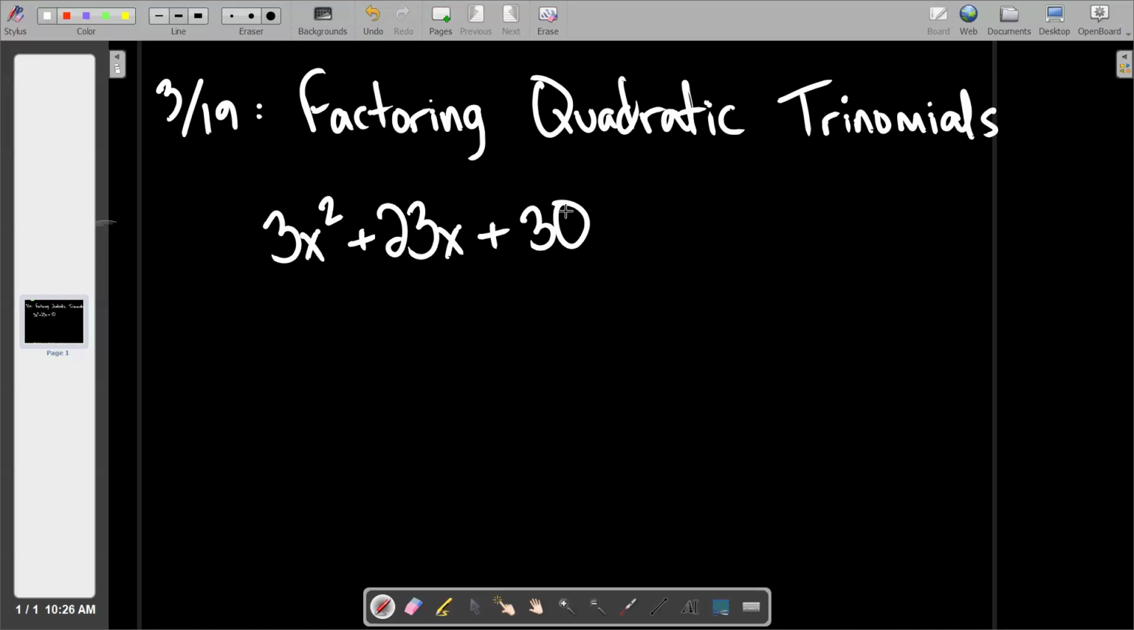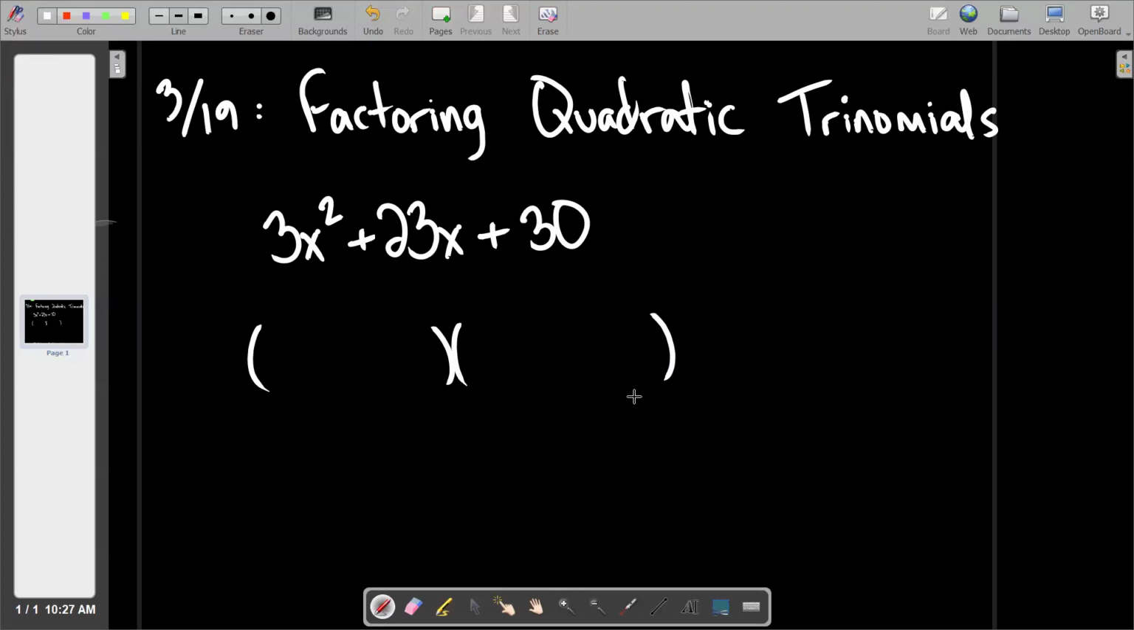This is a quadratic trinomial, and yesterday and the day before, it would have been the answer to a math problem. I would have given you a multiplication problem of a binomial times a binomial, and I would have asked you to multiply it, and you would have maybe used the word FOIL. Maybe not. Maybe you're not into the word FOIL.